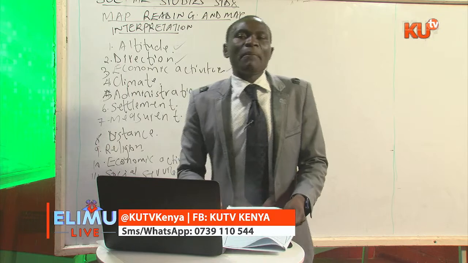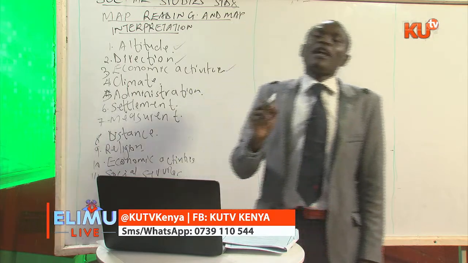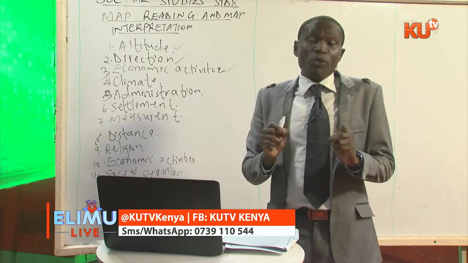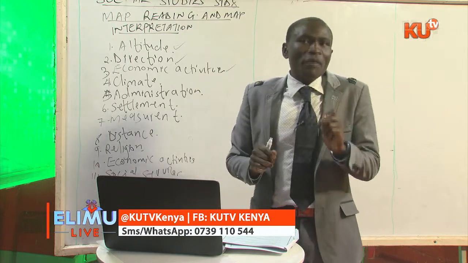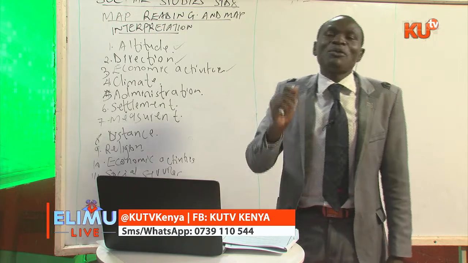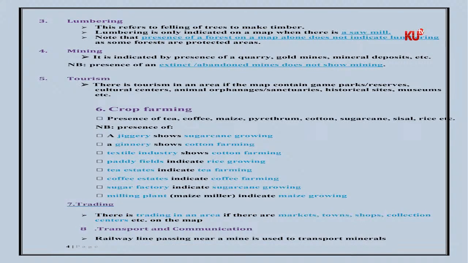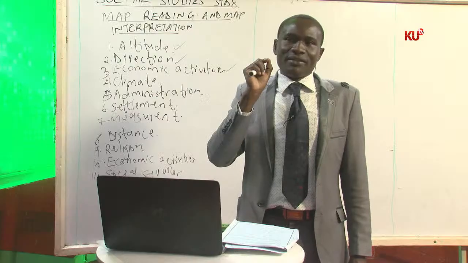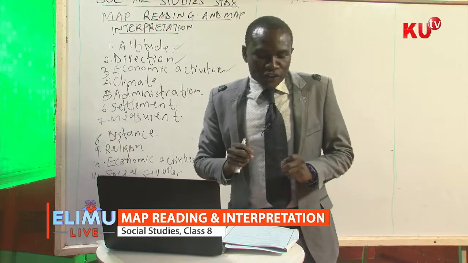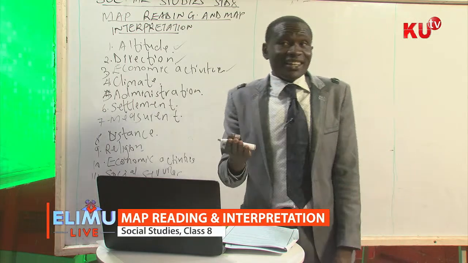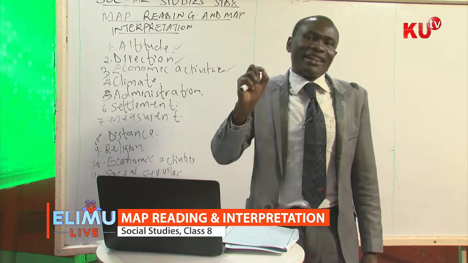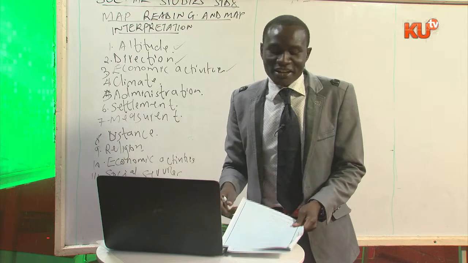Another economic activity is lumbering. Now lumbering refers to felling of trees. And on map work, lumbering is shown by the presence of a sawmill. If you see a sawmill, then that is definitely lumbering. Note that the presence of a forest on map work does not necessarily show that it is lumbering. Why? It's because most of the trees are in protected areas. So if you see a forest in a given area, it does not necessarily mean that that is lumbering.